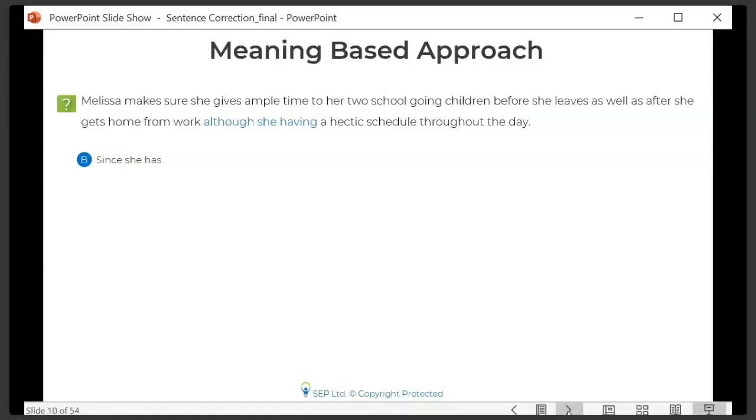Choice B, since she has. Now, in this case, if I replace the although she having with since she has, let's see what it means.